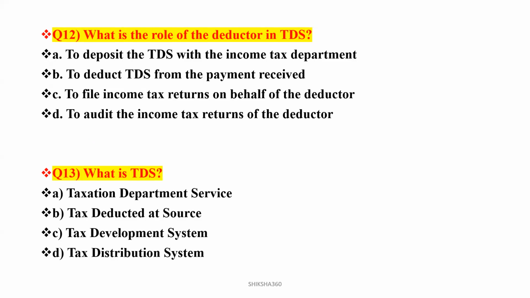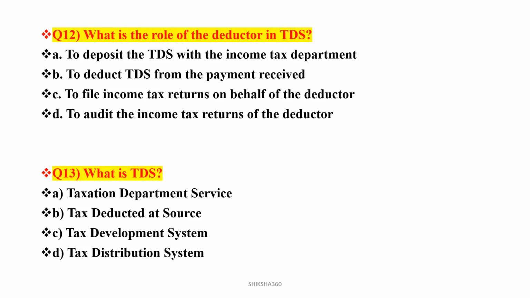Now move to the next question. What is the role of the deductor in TDS? That is, what is the role of the organization in TDS? First, to deposit the TDS with the income tax department; second, to deduct the TDS from the payment received; third, to file income tax returns on behalf of the deductor; or fourth, to audit the income tax returns of the deductor.